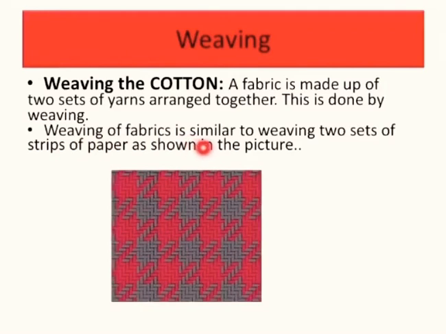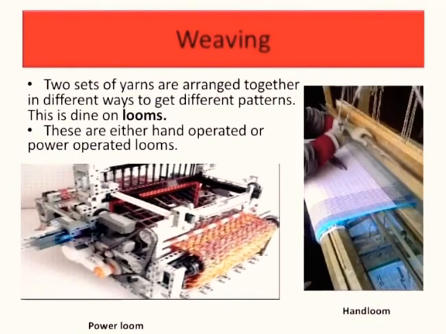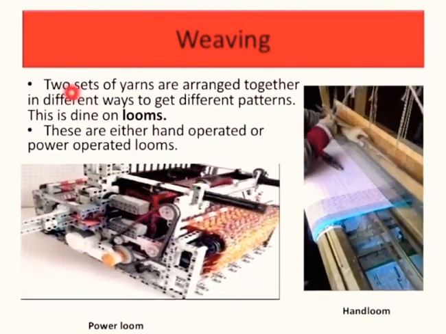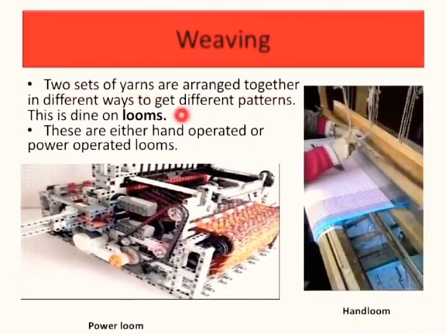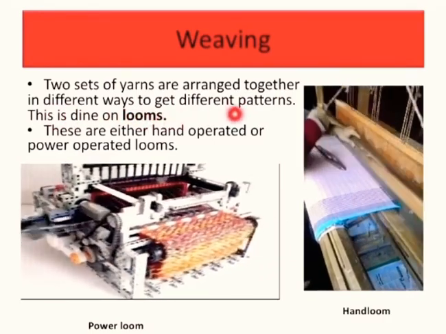Weaving of fabrics is similar to weaving two sets of strips of paper as shown in this picture. This is the weaving pattern, one of the weaving patterns. Patterns can be different. There are many types of patterns. So two sets of yarns are arranged together in different ways to get different patterns.